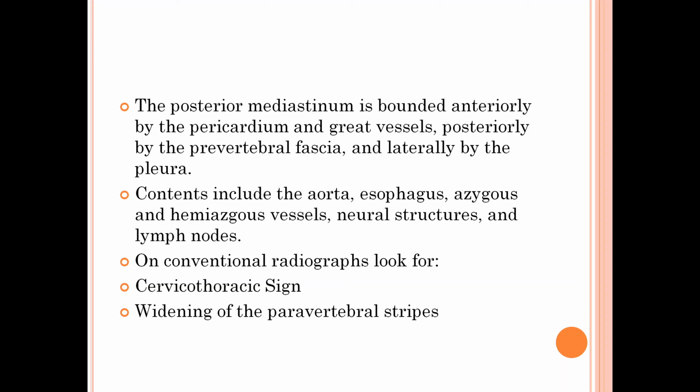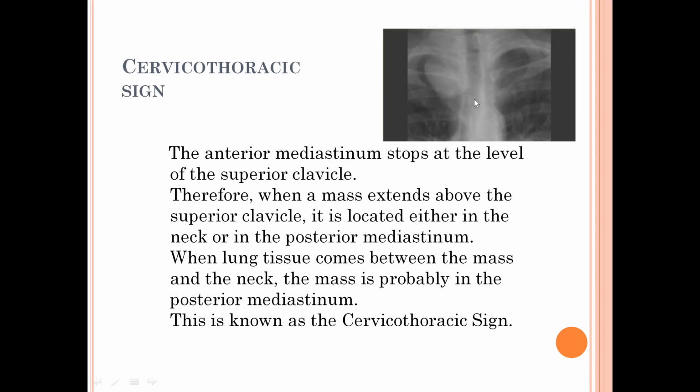So on conventional radiograph, what we have to look for, if we are suspecting a mediastinal mass, especially posterior mediastinal mass, is the cervicothoracic sign, and secondly widening of the paravertebral stripes. Here in this example, as we know, the anterior mediastinum stops at the level of the superior clavicle. Therefore, when a mass extends above the superior clavicle, it is located either in the neck or in the posterior mediastinum. And when lung tissue comes between the mass and the neck, the mass is probably in the posterior mediastinum. This is known as the cervicothoracic sign, which gives us localization of the mediastinal mass.